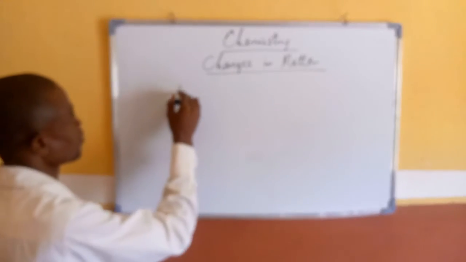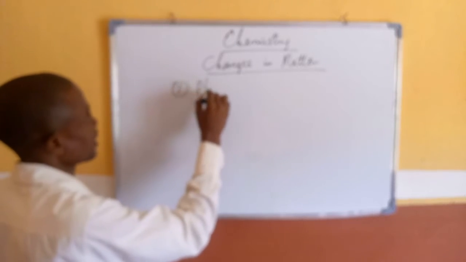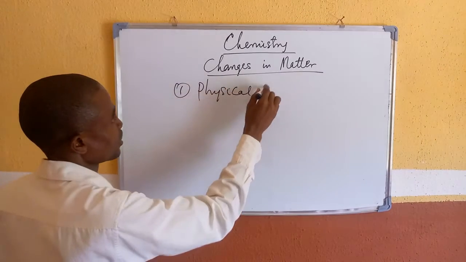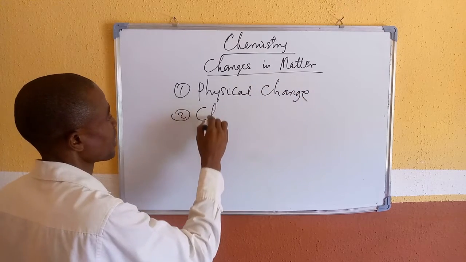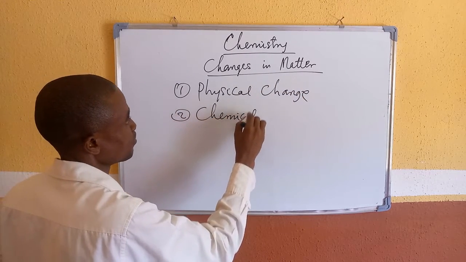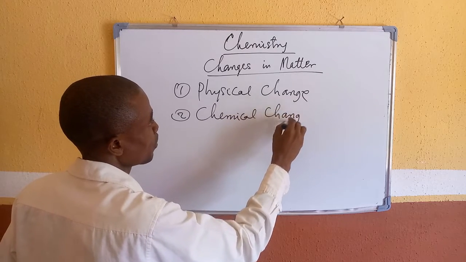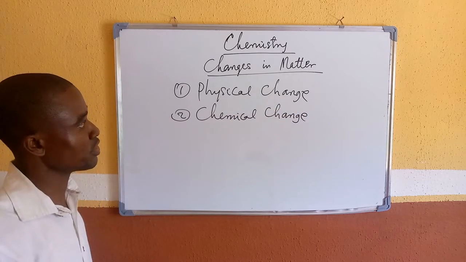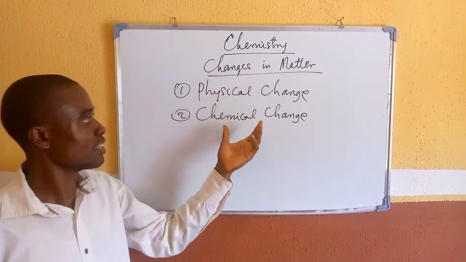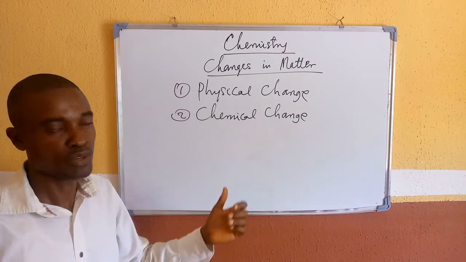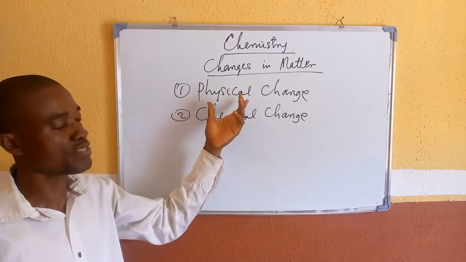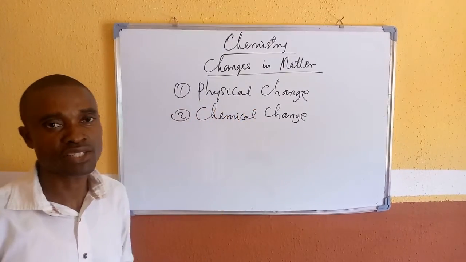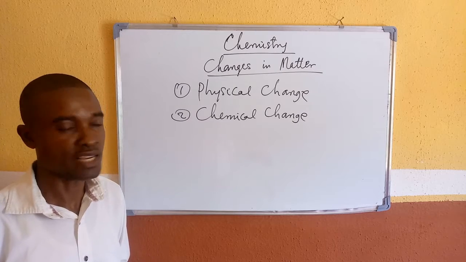One of the changes is what we call the physical change. And then also we have what we call the chemical change. So matter can undergo these two changes, the physical change and the chemical change. What do you mean by physical change and what do you mean by chemical change? I'm going to define physical change as well as the chemical change and also give you some examples.